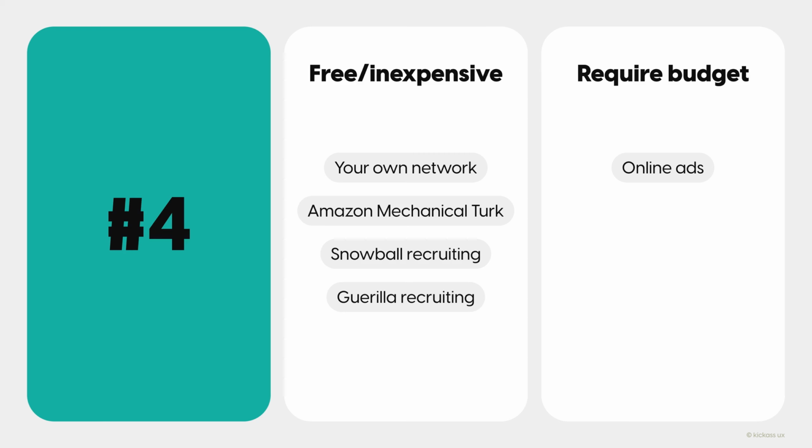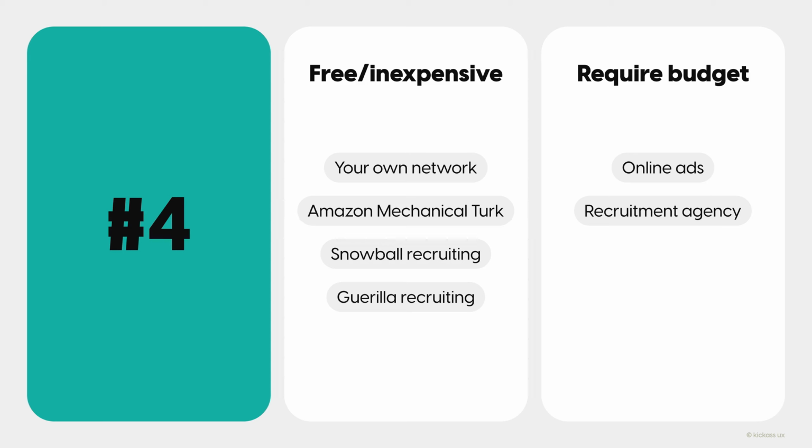Now let's talk about methods that require a larger budget. First, online ads. You can put out ads online through whatever ad medium you'd like to use. This usually works best for surveys. Using platforms like Facebook allows you to be hyper-targeted with who you recruit, but you risk paying for people who click your ad and don't actually sign up. Depending on the ad platform you use, you might end up with people who don't represent your user.